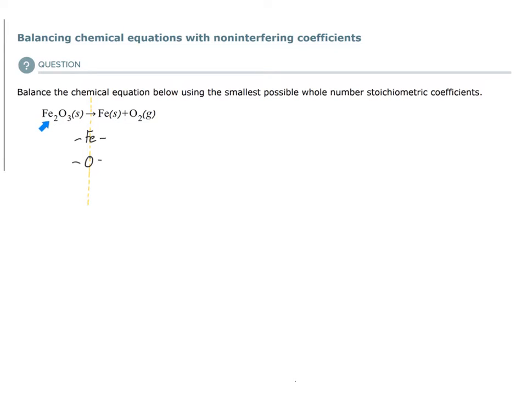How many iron atoms do we have over here? How many over here? So on the left side, we're going to use the skills that we've already worked on, counting atoms in a substance or on sides of a reaction. Let's count the total number of iron atoms on the left side. Well, that will be 2. Let's count the total number of iron atoms on the right side. That will be 1. Let's count the total number of oxygen atoms on the left side. That will be 3.